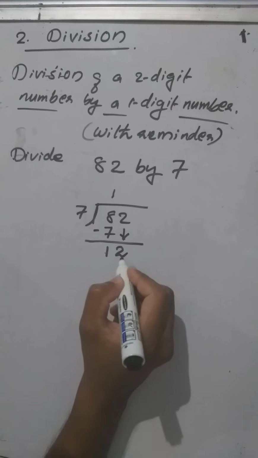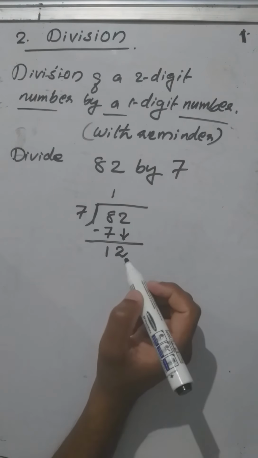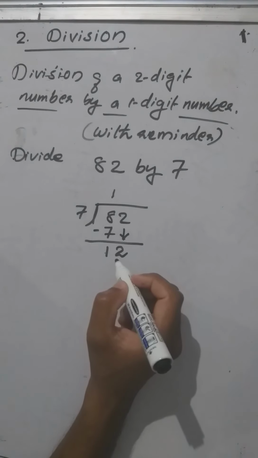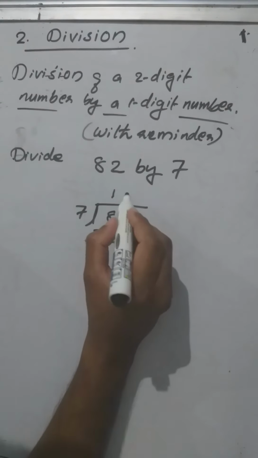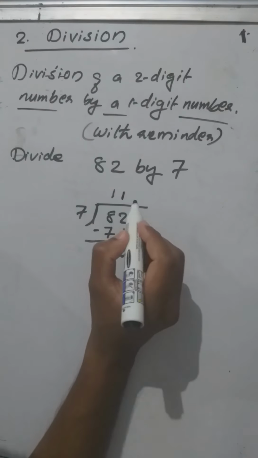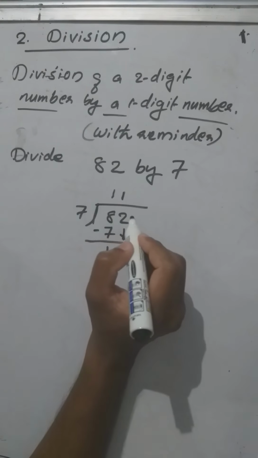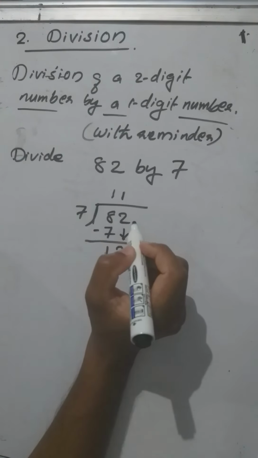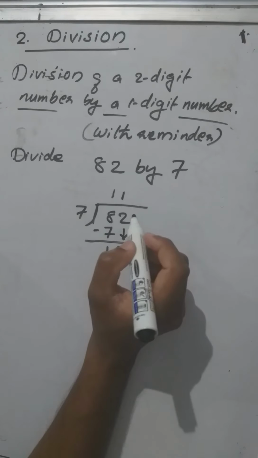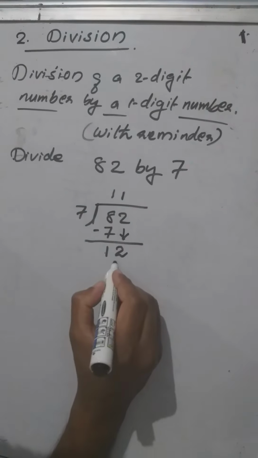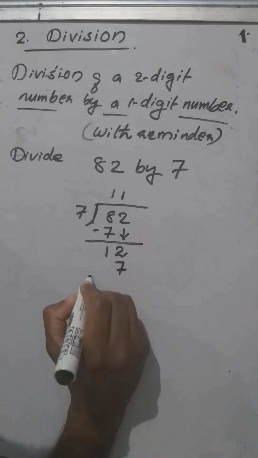So now we have 12. So how many 7's are 12? 7 is included in 12, isn't it? Only 1 7 can be included in 12, because if you multiply by 2, 7 plus 7, that is 14. Or 2 7's are 14. So here there is only 12, so only 1 7 can be included. So we write here 7.